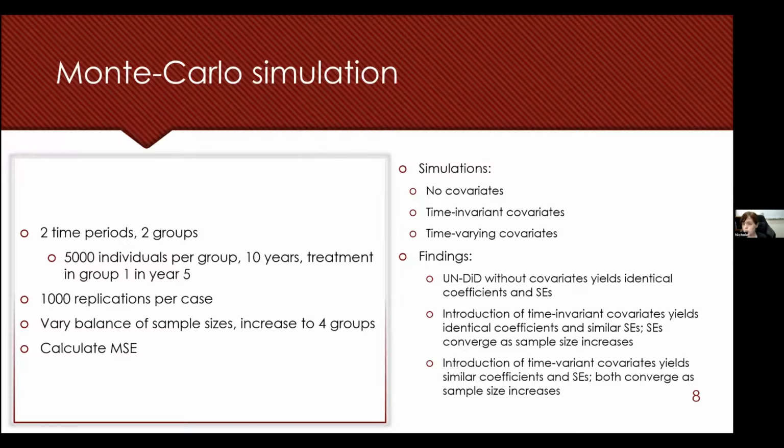So the coefficients were identical that we were recovering from this method versus conventional diff and diff, but the standard errors diverged a little bit. However, things started to converge as the sample size increased. Once we introduced time variant covariates, we saw a little bit more variation, right? So in this case, we're seeing similar coefficients and standard errors. The coefficients are no longer identical, but we're pretty close still. So we were still quite happy with the performance. And again, both of these are going to converge as sample size increases.